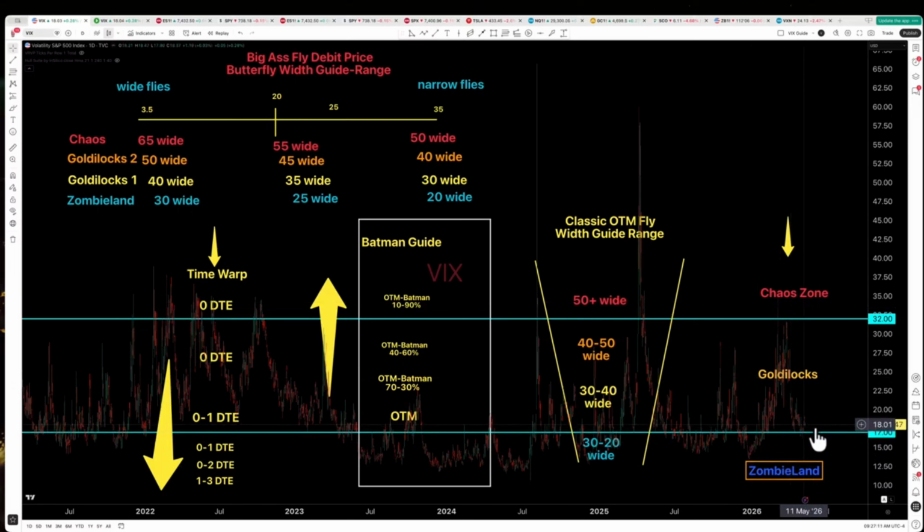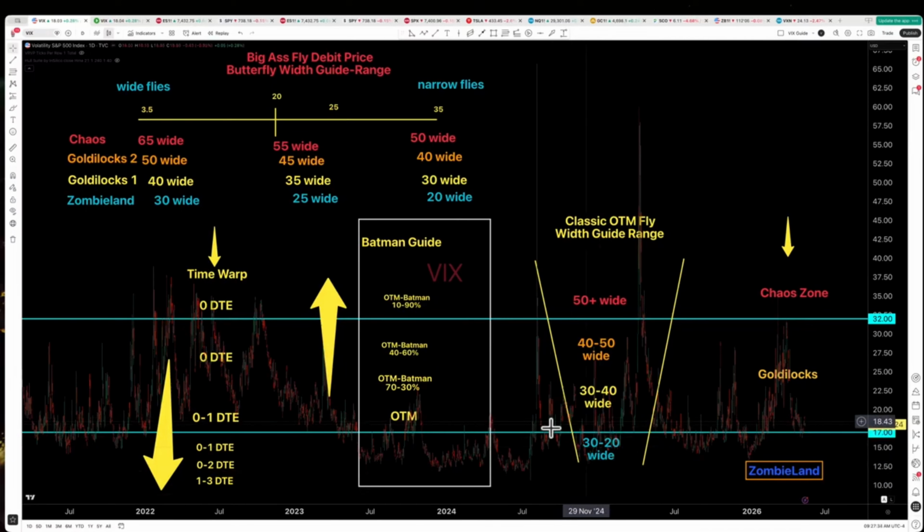We're very close to Zombieland. We're right on the edge. The VIX is currently sitting at about 18. The line of demarcation between Goldilocks and Zombieland is actually 17. So we use that as a spectrum of volatility that we decide how wide we're going to make our flies.